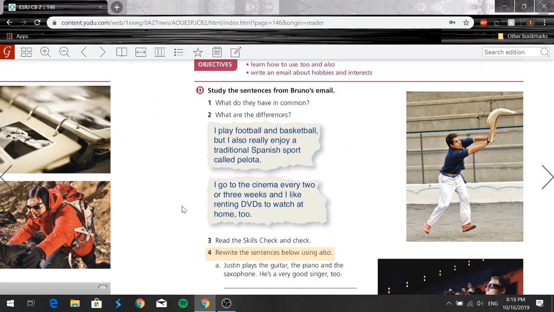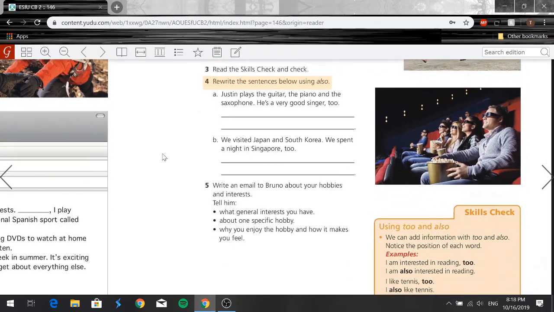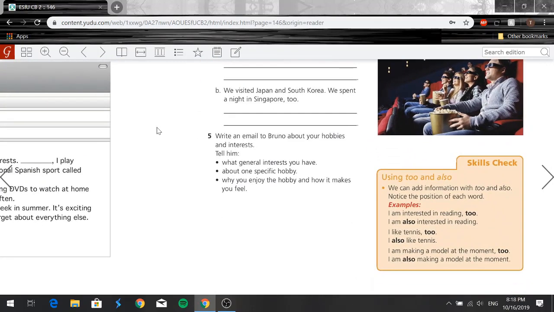Study the sentences from Bruno's email. What do they have in common? Well, before we answer that, we're going to have to go down here to skills check using too and also. So you guys got to know that we can add information with the words too, as in T-O-O, and also. So notice the position of each word in these examples. So we have I'm interested in reading too, right? I'm also interested in reading. I like tennis too. I also like tennis.